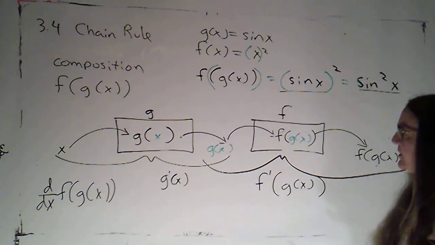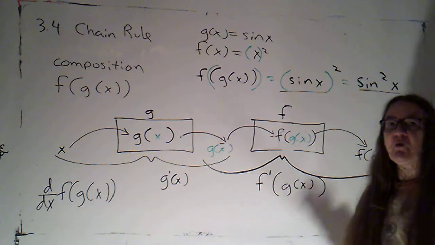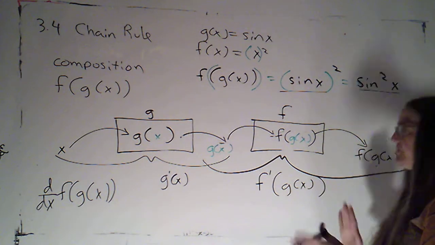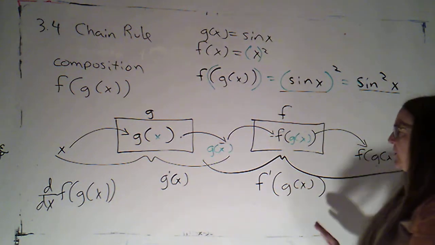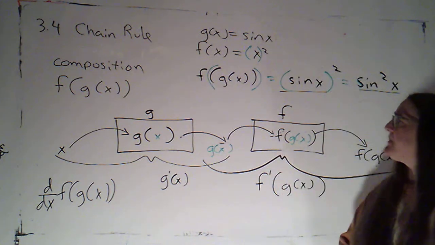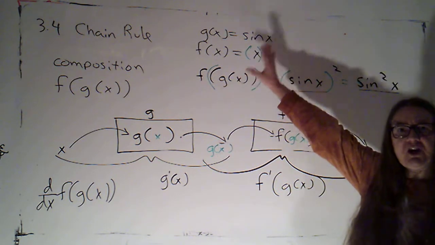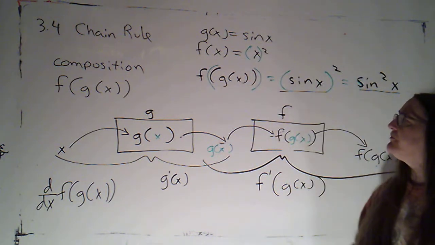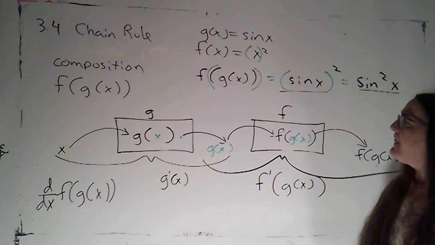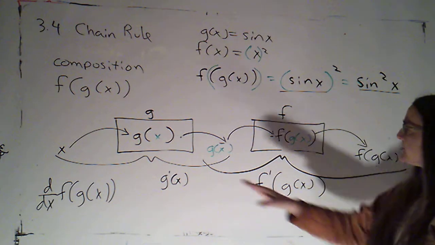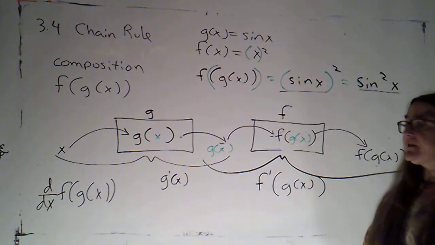Now, all I'm doing right now is suggesting why this seems reasonable. I'm not doing a formal proof of anything, but I just want you to see some of the logic behind this. We're not going to do a formal proof of the chain rule. It's a little bit harder to prove than the arithmetic rules. So I'm just going to stick with this informal suggestion.